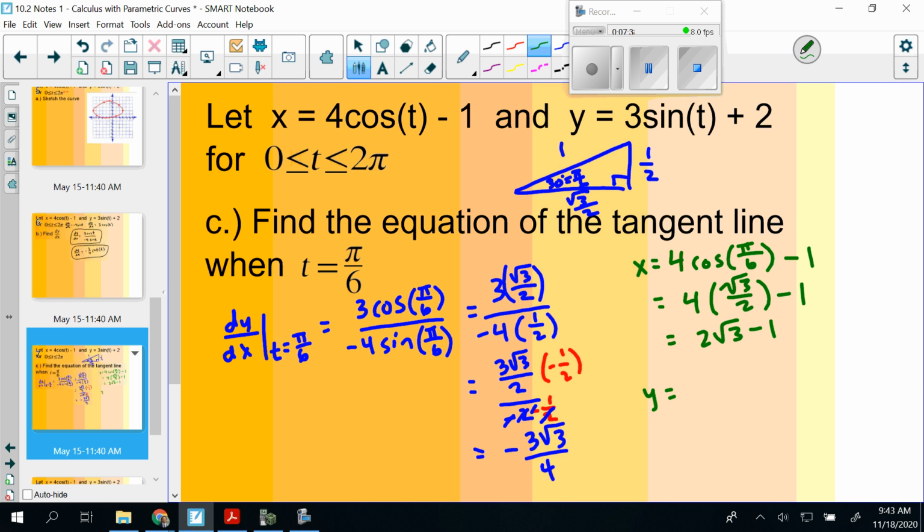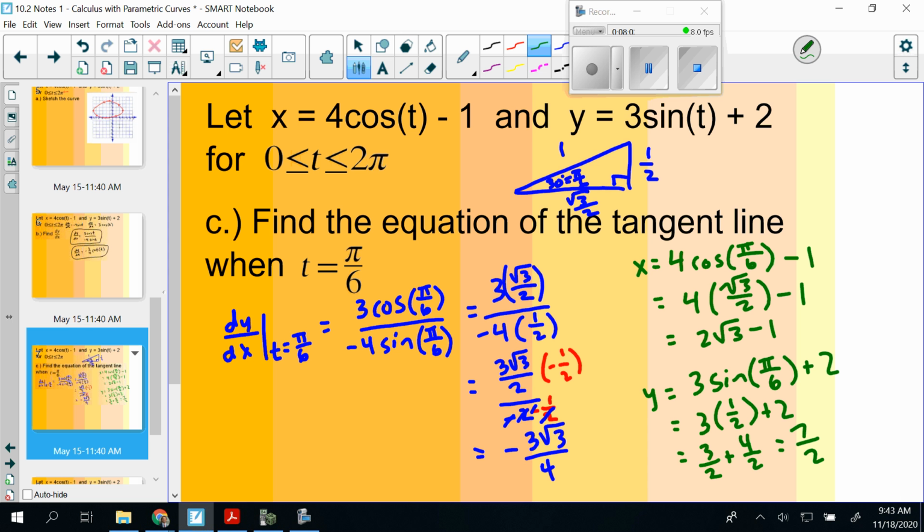Our y value is going to be 3 sine of pi over 6 plus 2. Sine comes out from before, we know that's 1/2. And so we get 3/2 here. I'm going to just make this into a fraction. So 2 is the same as 4/2, so it looks like we get 7/2.